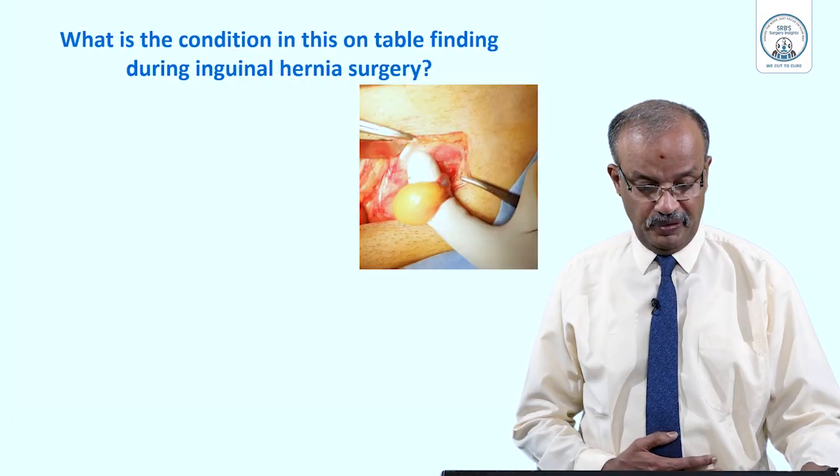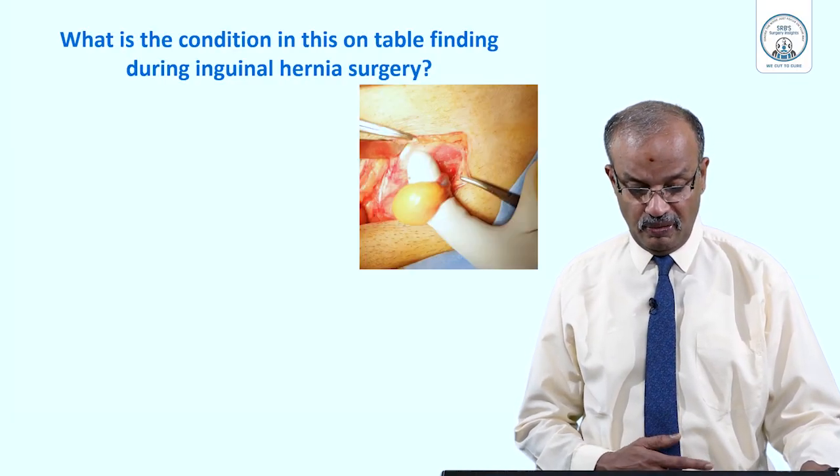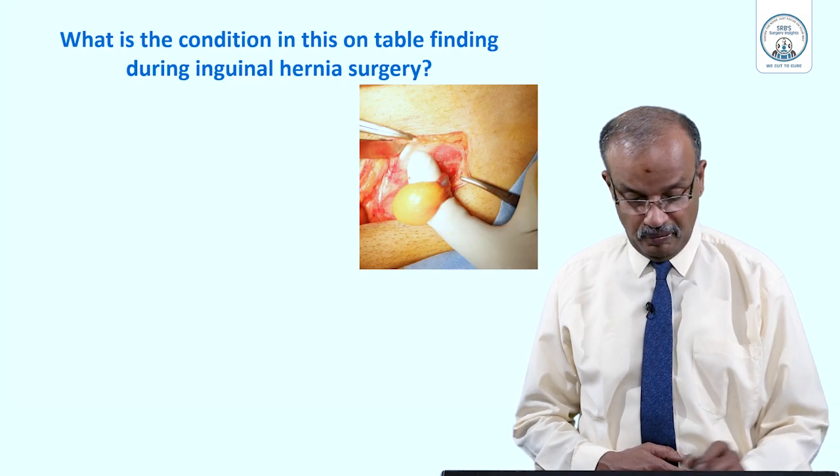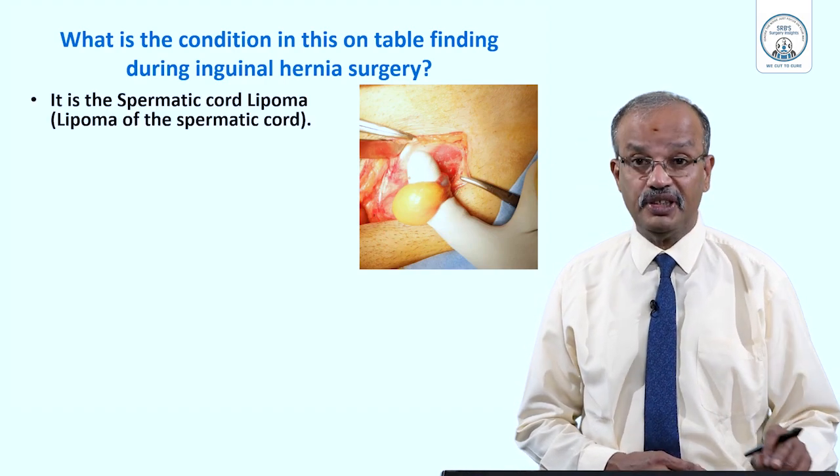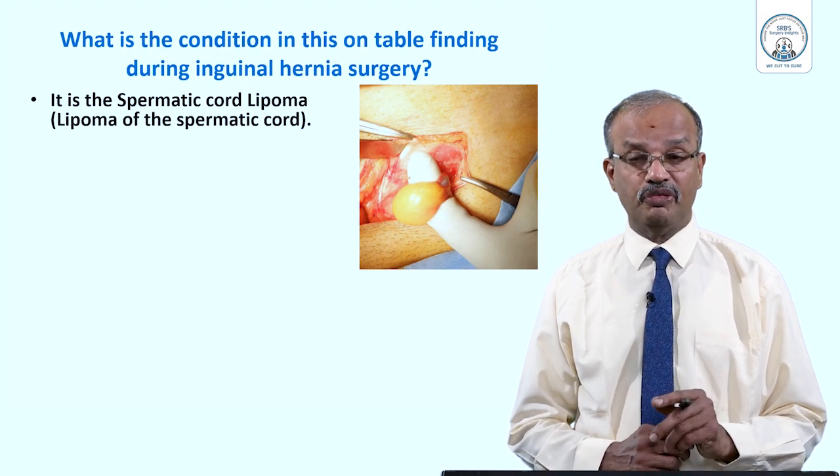Hello students, today I will show an important operative finding in a common surgical procedure, inguinal hernia surgery, that is in open surgery, open inguinal hernioplasty, a finding which we commonly come across. So what is the condition during this surgery? What is this condition which you come across or commonly see? This is spermatic cord lipoma, lipoma of the spermatic cord.